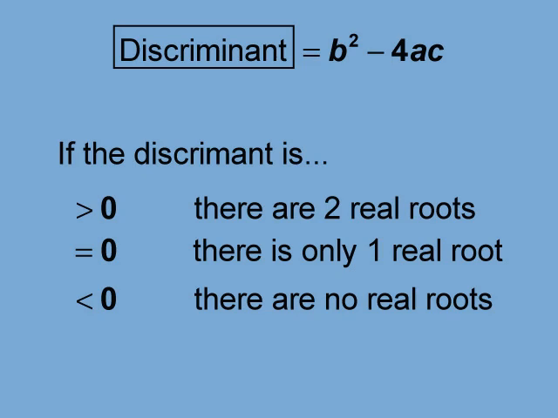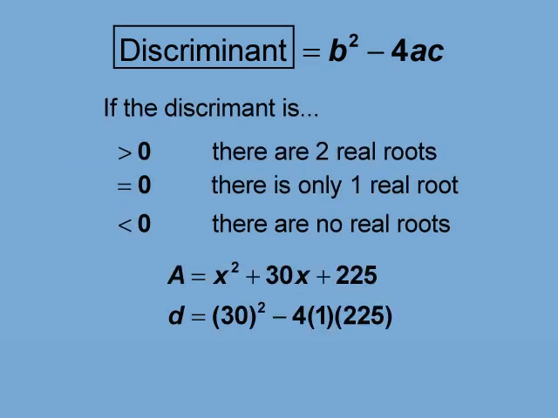Let's calculate the discriminant for our quadratic. The b value of 30 goes here. The a value of 1 goes here. And the c value of 225 goes here. Simplify the numerical expression over several steps.